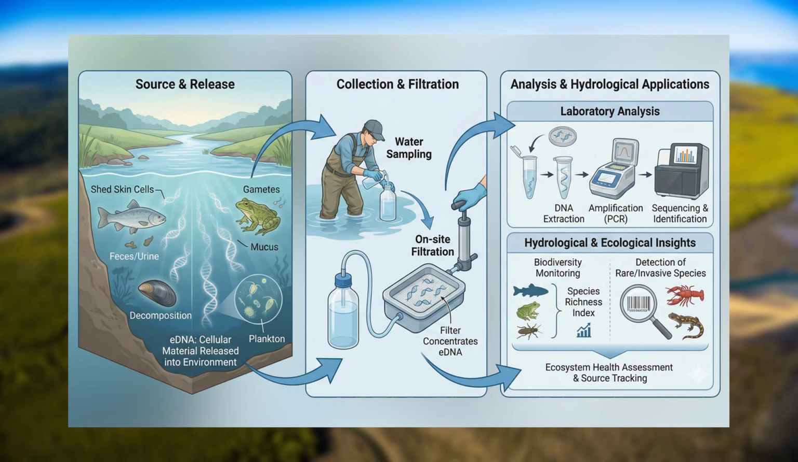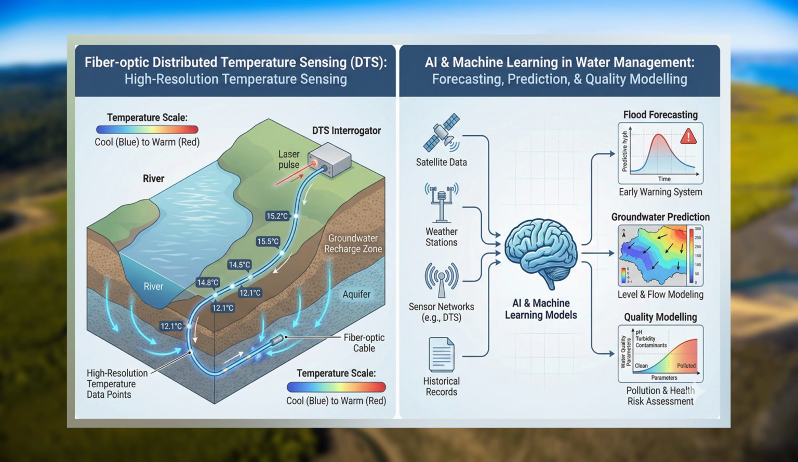Another method is environmental DNA or eDNA. eDNA has been recently used to trace water movement and ecosystem responses. In these methods, the genetic material left by organisms is collected and analyzed. Fiber optic distributed temperature sensing is another emerging technique to detect high resolution temperature changes in river and recharge zones. Machine learning and artificial intelligence are also used in flood forecasting, groundwater prediction and quality modeling. However, the techniques are to be used with care.